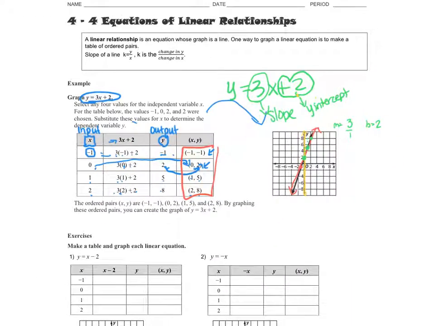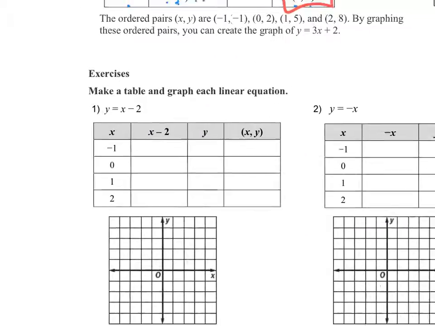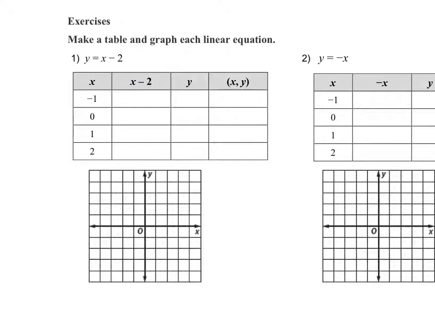So let's create our own this next time. Okay, we're going to create our own table, and then we're going to graph it onto the graph. Okay, so next one, y equals x minus 2. So I'm going to plug in -1. So I'm going to say -1 minus 2. Right? -1 minus 2 is what?